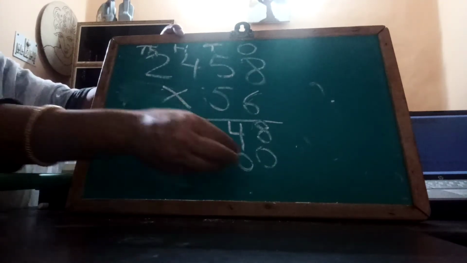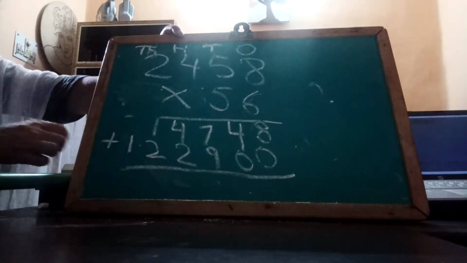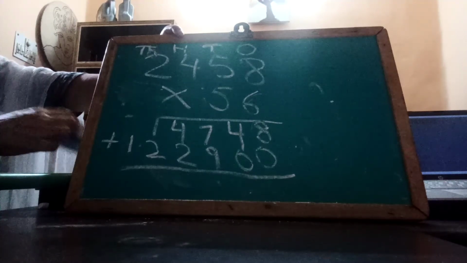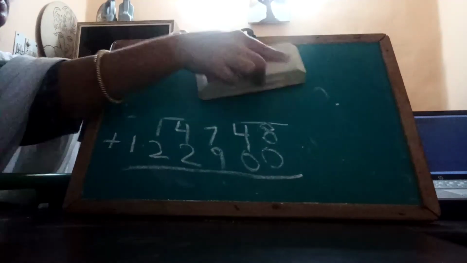Now what will you do? These two steps you are going to add up. And then you'll get the result. Now division, just giving a brief outline as a recap because you've already done those things.